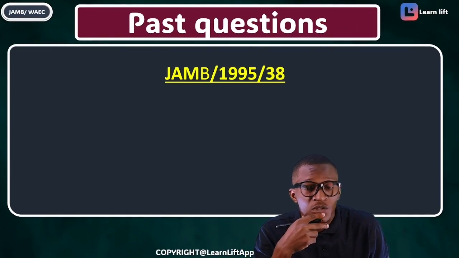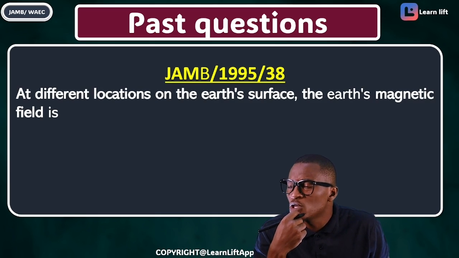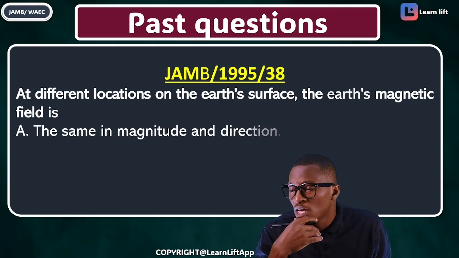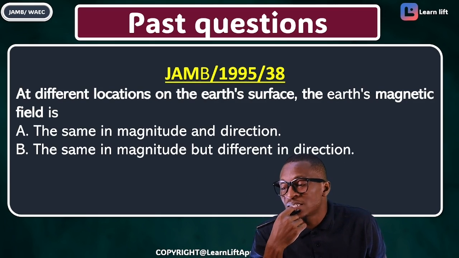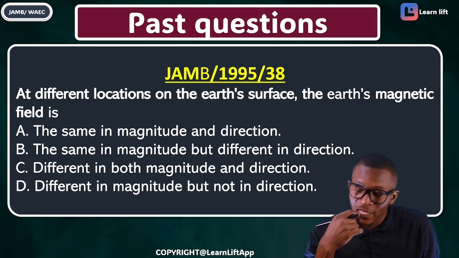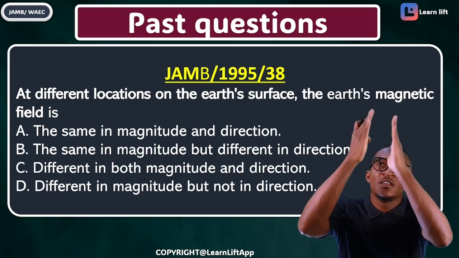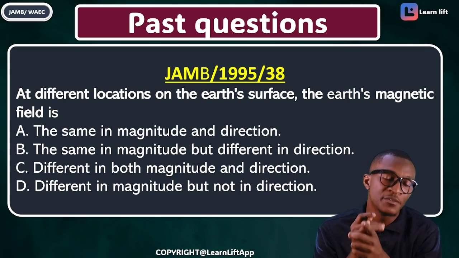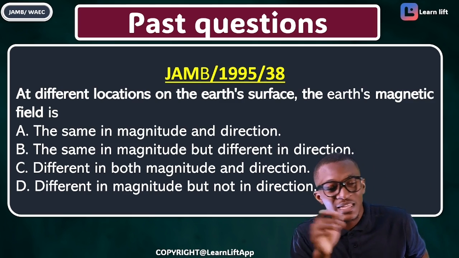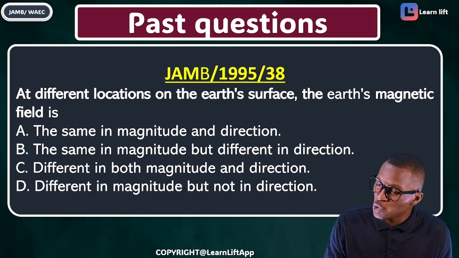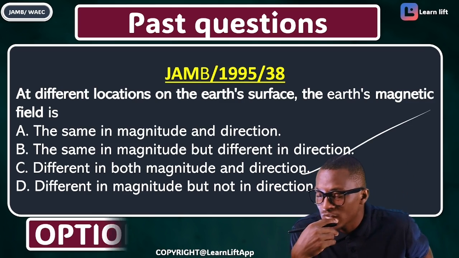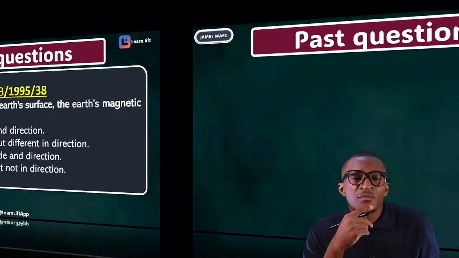JAMB 1995 question 38. At different locations on the Earth's surface, the Earth's magnetic field is: same in magnitude and direction, same in magnitude but different in direction, or different in both magnitude and direction. We said that at the poles it is vertical at 90 degrees and stronger, while at the equator it is horizontal and weaker. It is different in both magnitude and direction, making option C the answer.